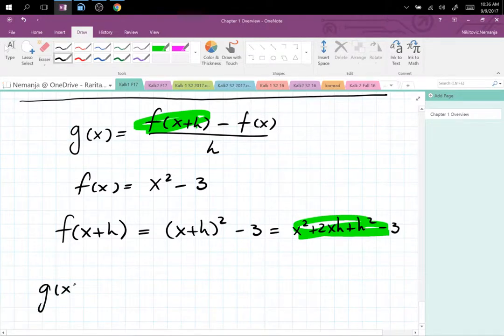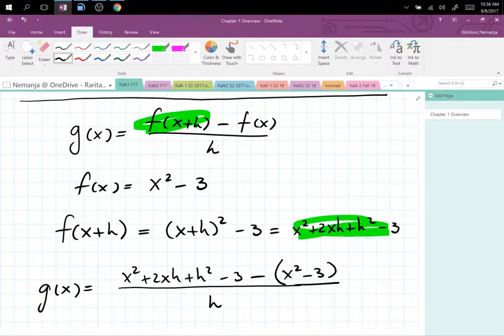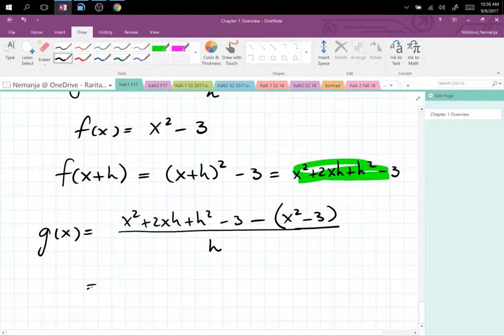So now g of x, which is the new function that we are obtaining, is going to be the division line over here, x squared plus 2xh plus h squared minus 3 minus x squared minus 3 in these parentheses, and then everything divided by h. All we need to do is perform algebra here. We should be good.